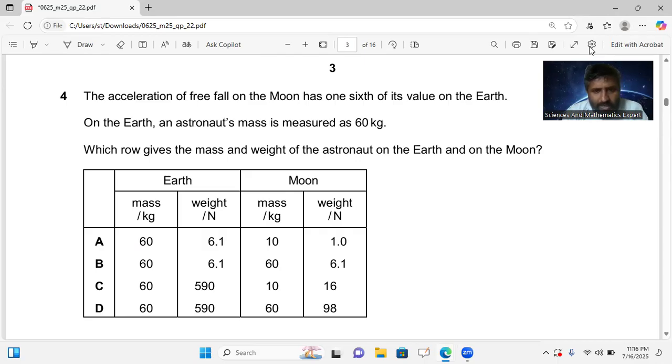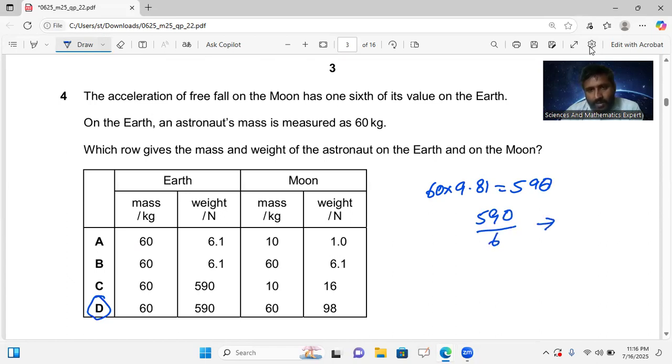And 60 should be multiplied by 6, dividing 590 by 6, because mass is not changing on the surface of Earth and the surface of Moon. It is a constant quantity on both, on Earth and Moon. So option D will be fine, because you have done 60 multiply 9.81 to get 590, and then you divided 590 by 6. You have got approximately equal to 98. So option D is fine for it.